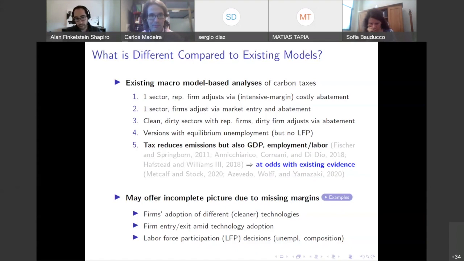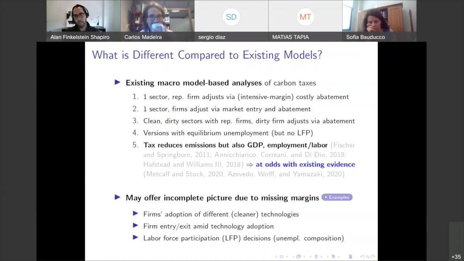Oftentimes what firms end up doing is saying, well, I'm going to simply change the technology that I used to produce. I'm going to use solar panels. I'm going to use energy generated by wind. And that's something that's missing in current setups. The second margin is really thinking about firm entry and exit. Oftentimes when you think about a carbon tax, that effectively ends up increasing the cost of operating as a firm. And that could potentially depress firm entry and therefore have adverse effects on GDP. And you want to be able to account for both.